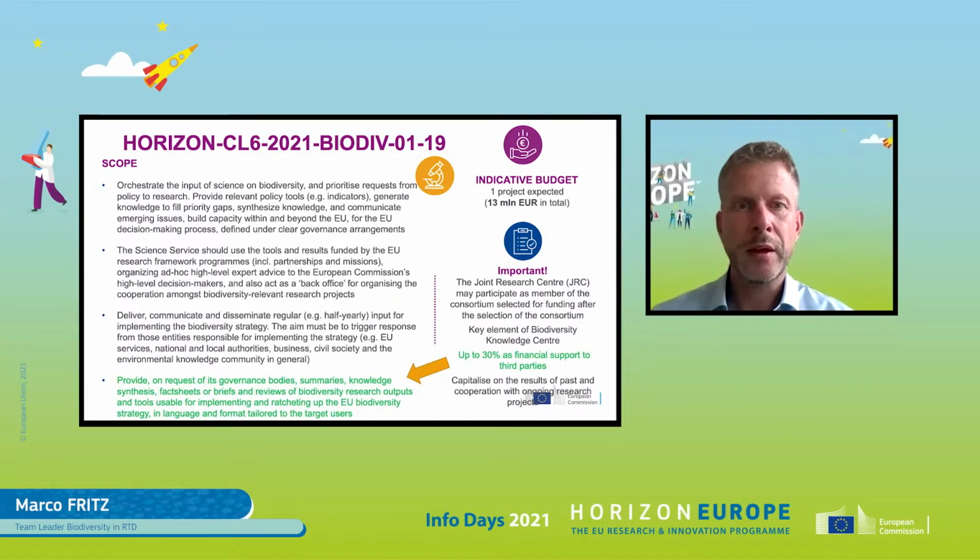What is important to know is that this service has up to 30% of its budget as a financial support to third parties. And this could be used to provide, on the request of its governance bodies, summaries, knowledge synthesis, fact sheets or briefs and reviews of biodiversity research outputs and tools, which are usable for implementing and ratcheting up the EU biodiversity strategy in the language and format tailored to the target users.